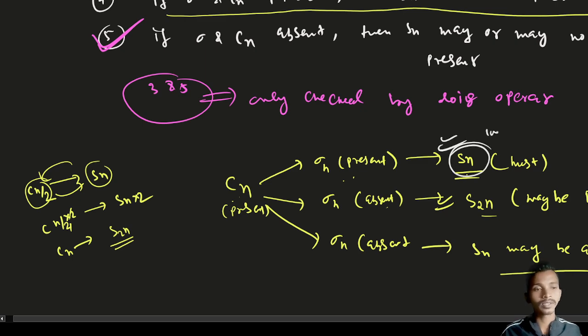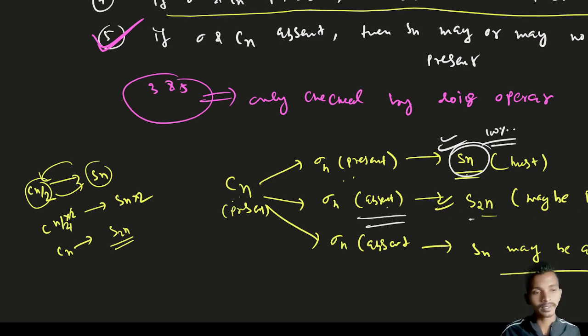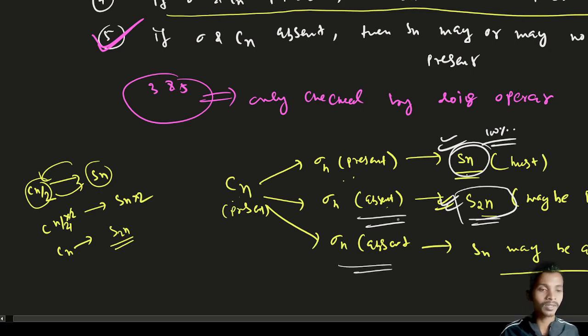This is 100%. Okay, and if sigma h is absent, then S2n may or may not be present. This you will have to check. It means there is some 70-80% chance that S2n may be present. But if sigma h is absent, in the other case Sn may be absent. Okay, these are the conditions we can look at.